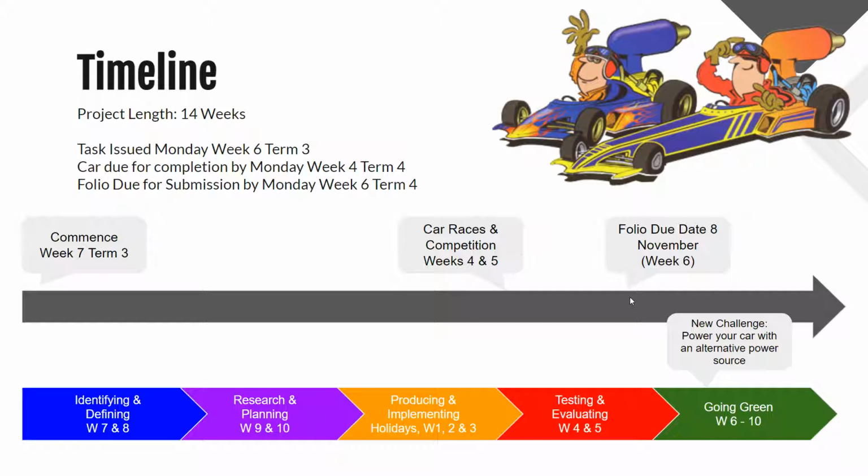about that later. So the important parts for the assessment task are that it's being issued now, that the entire project goes for 14 weeks, but the car itself must be completed by the beginning of week 4, term 4, and we'll have races down a track at school in class groups with a final series with representatives from every class going through to the finals and ultimately ending up with a speed winner across the whole year group. Your folio is due in November, the 8th of November, that's Monday of week 6, term 4.